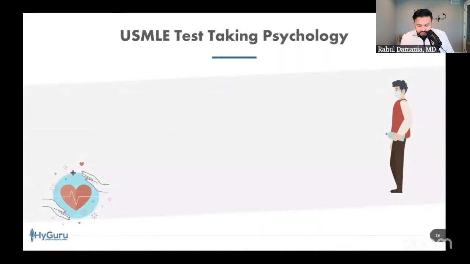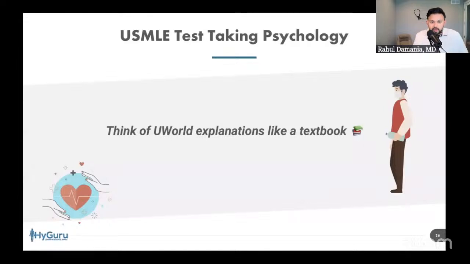Here's another key psychology point. The UWorld explanations, like many of you have mentioned, are wonderful, but they're very dense. How many of you agree with me on this? UWorld explanations can be very dense. Yes? People are raising their hands.